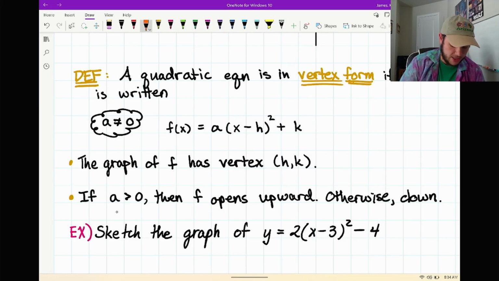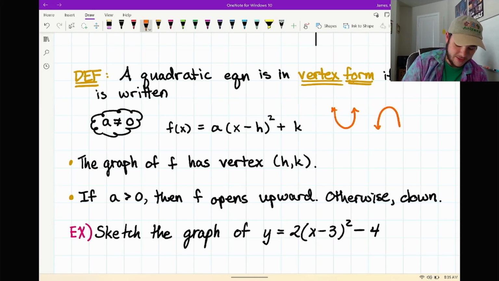If a is a positive number, it opens up. If it's negative, it opens down. The way I like to think about that is positive is the smiley face, negative, it's feeling down.